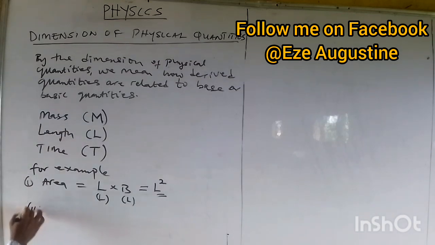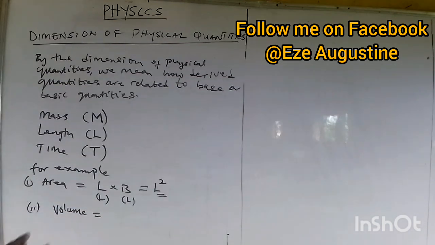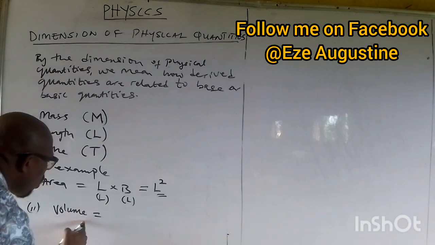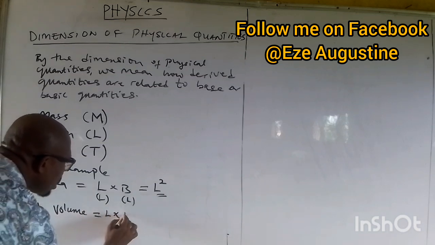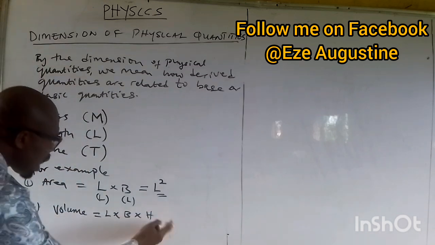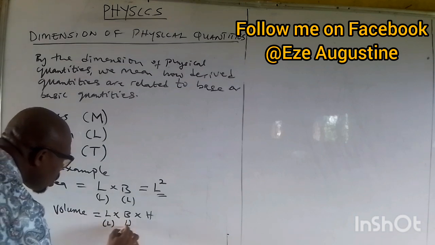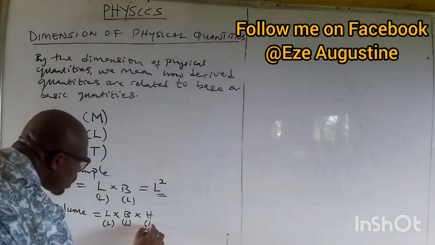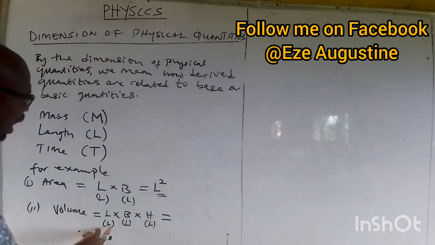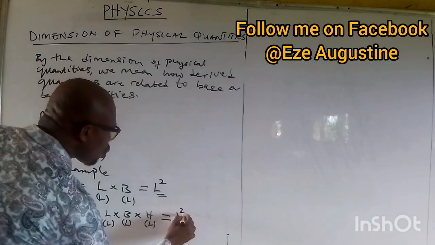Number 2, the dimension for volume. The first thing we do is to express the formula. The expression for volume is length times breadth times height. All of these are lengths, so each is represented by L. Therefore, the dimension for volume is L times L times L, which gives us L cubed.